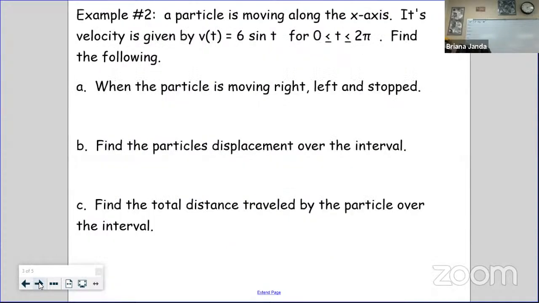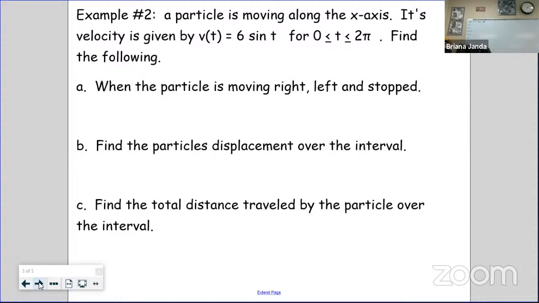Example 2, now we've got a particle again moving along the x-axis with velocity given by v of t equals 6 sine of t, and this is for 0 less than t less than 2 pi. And again, the same questions. When is the particle moving right, left, and stopped? What is the displacement and what is the total distance traveled? So just an example where we do need to talk our trig functions.